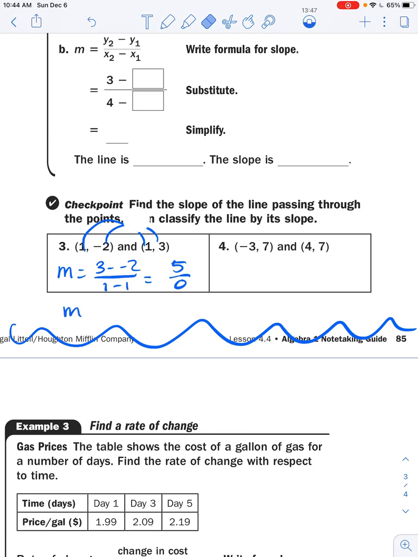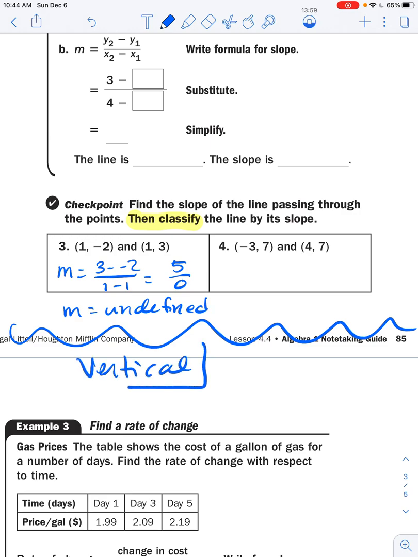And it says here in the instructions to classify. All that's asking me to do is to say, hey, this has an undefined slope. And so then the type of line that that would be is vertical. That's what they mean by classify. Say what kind of line it is. Is it a regular old slanted line, vertical, or horizontal? Let's do this last one together and then I'll cut you loose.